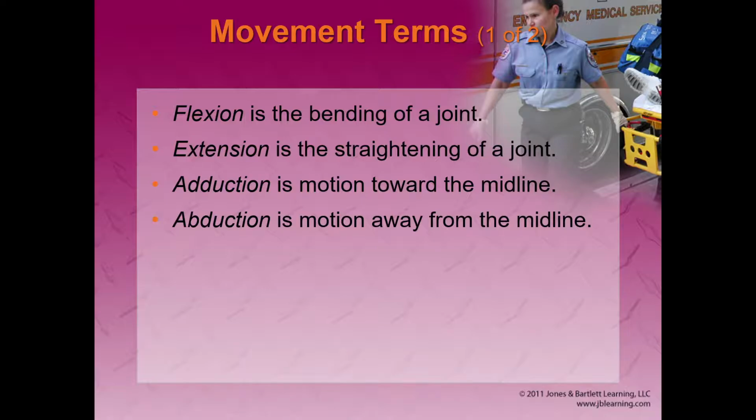Adduction is moving toward the midline. So if you put your arm out to your side and then bring your hand to your chest, that's adduction. You're bringing it into the body toward the midline. Now go ahead and take your hand and stretch it back out to anatomical position. That's abduction. You're moving away from the midline.